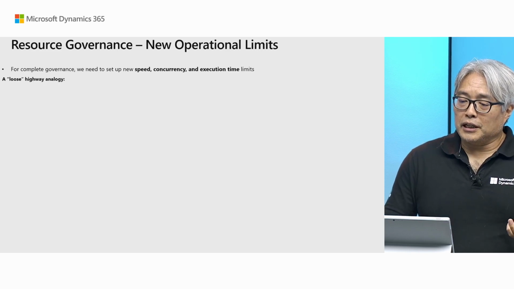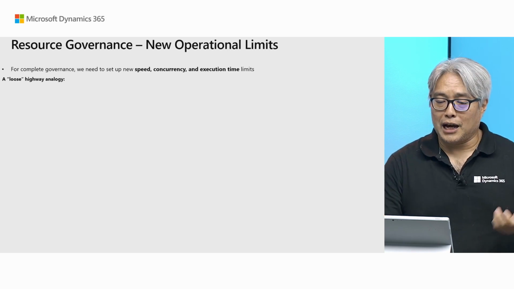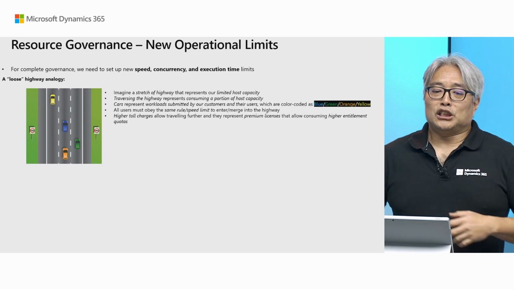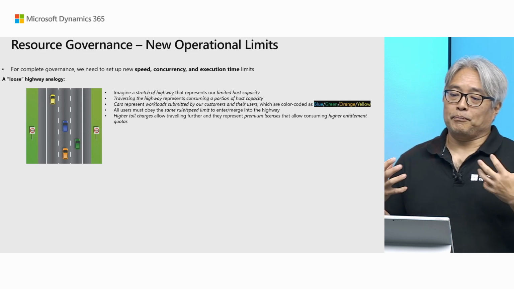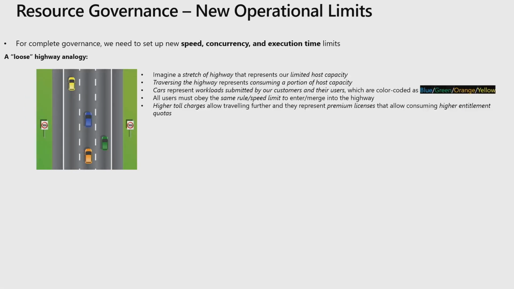For this, I'd like to use a loose analogy of highway management, traffic management. Okay, if you imagine a stretch of highway as a limited server or host capacity, traversing that highway represents consuming a portion of that capacity. And cars on that highway represent workloads submitted by our customers and their users. In this case, the customers or users are color-coded, like blue customer, green, orange, and yellow, right?